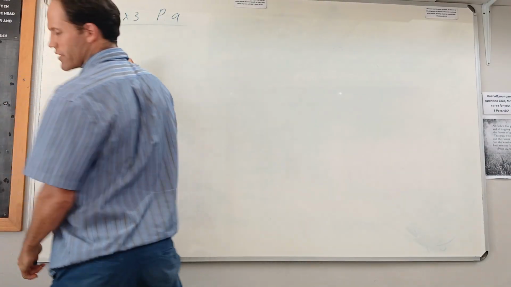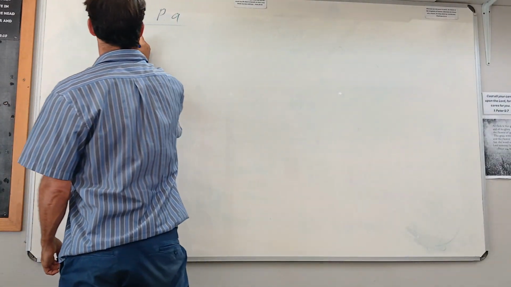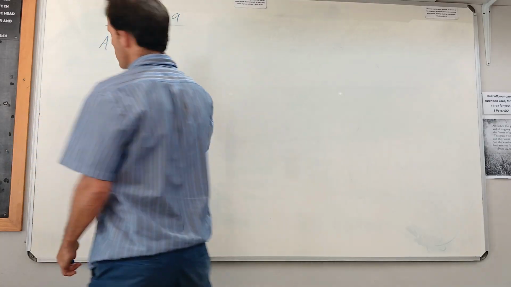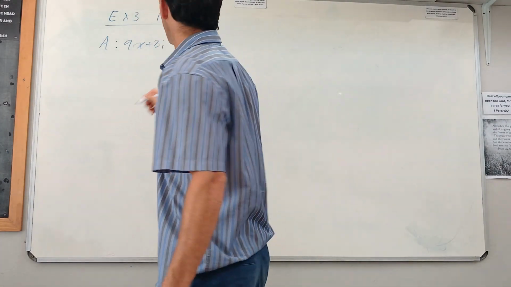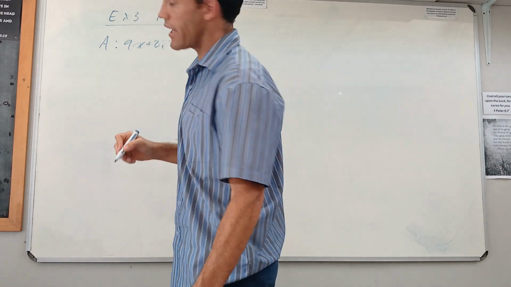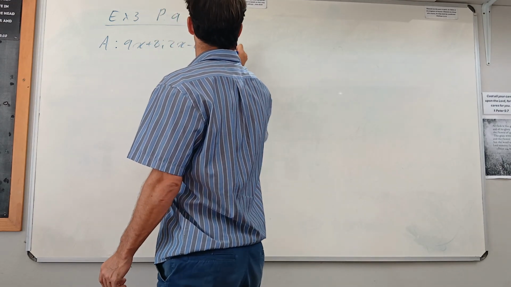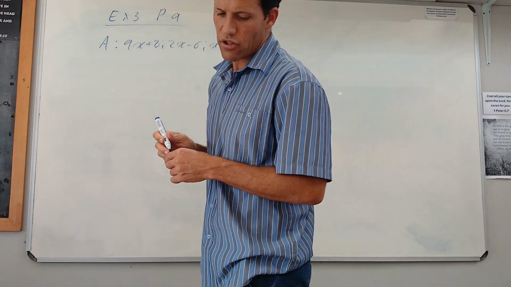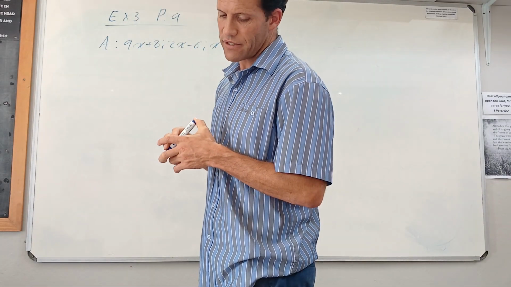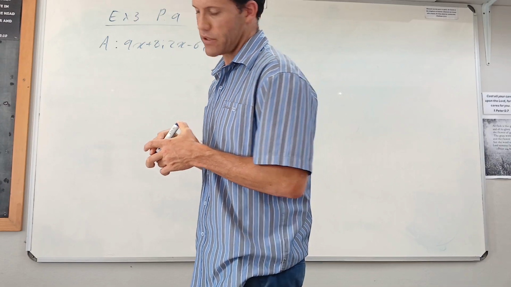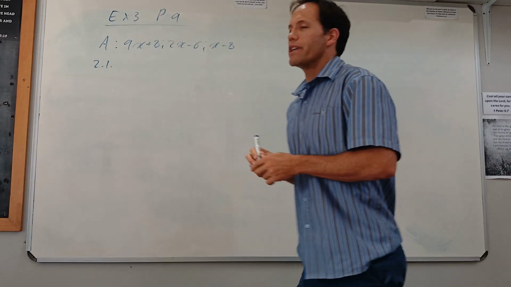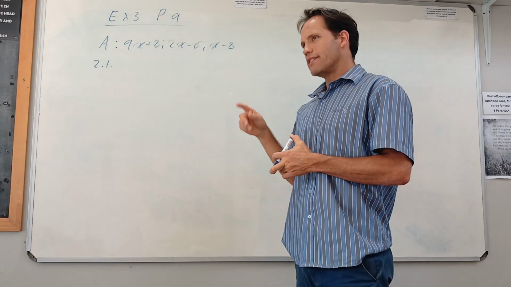A, where they gave you the sequence 9x plus 8, and then 2x minus 6, and then x minus 8. Right, so the first question was determine the value or values of x for which these terms form geometric sequences. Okay, so the thing is, you know it's a geometric sequence if the ratio stays the same.